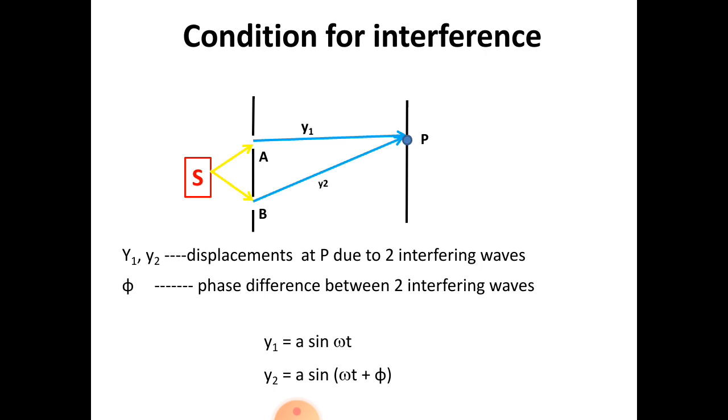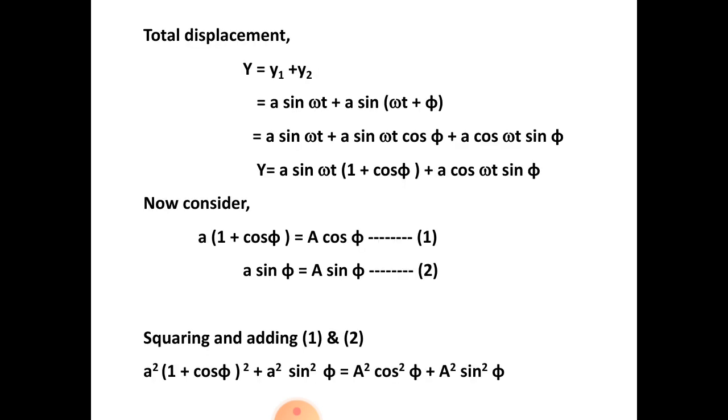Then take y1 equal to a sin omega t, y2 equal to a sin (omega t plus phi). Then the total displacement is given by y1 plus y2. Then you add these two values and from the equation you consider A cos theta equal to a(1 plus cos phi), A sin theta equal to a sin phi. Here capital A is the total amplitude of the total displacement at the point P.